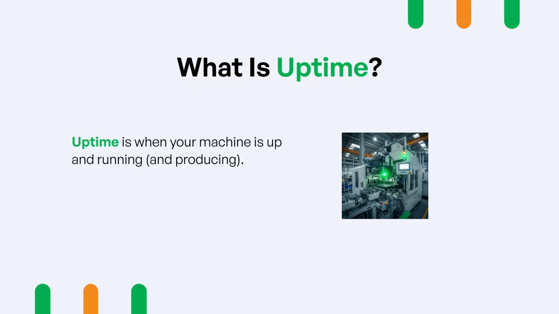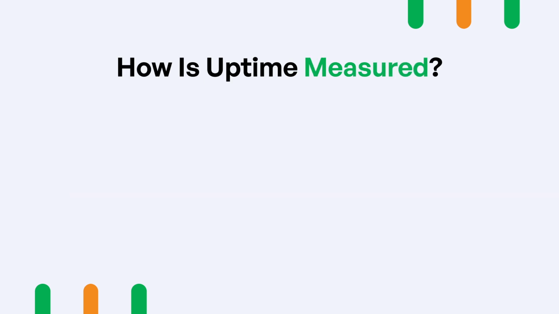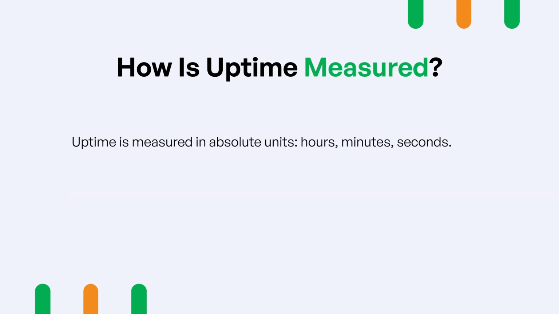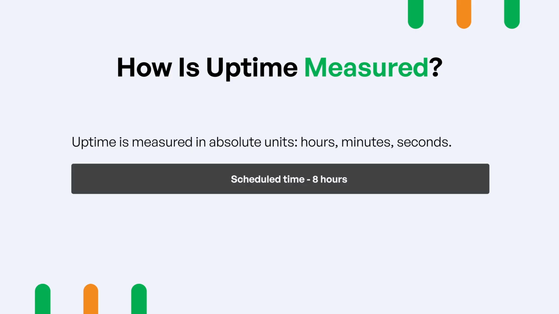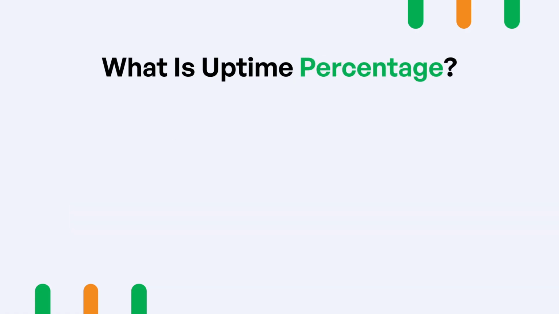Uptime is when your machine is up and running, as opposed to downtime, when it's down or idle. It's measured in absolute time units, just like downtime. For example, if your machine was down for 1 hour in an 8-hour shift, then the remaining 7 hours is your uptime. But most often you will be interested in uptime as a percentage.